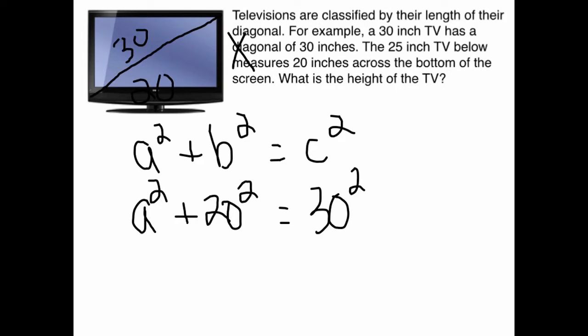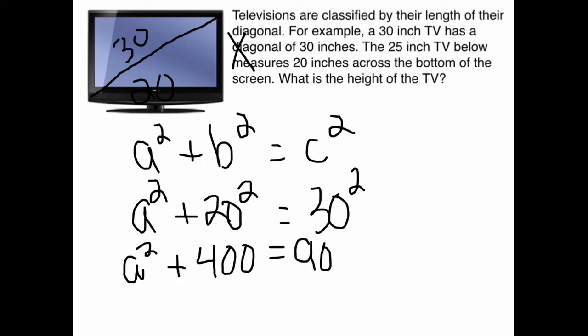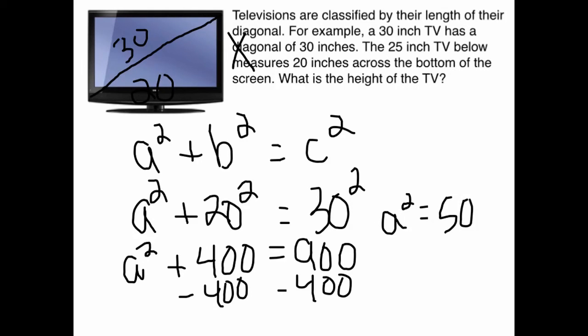Now, all I have to do is multiply this out. I don't know what a squared I'm still looking for, so I'm going to bring that down. 20 times 20 is 400. Now, if I do 30 times 30, that's going to give me 900. And again, this becomes simple algebra. If I go ahead and subtract 400 from both sides, I'm going to get a squared equals 500.